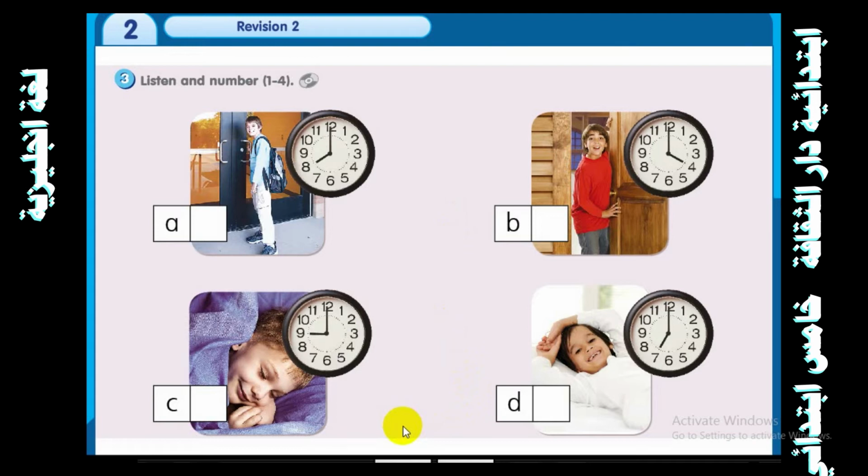What's the time? It's 7 o'clock. It's time to get up. 2. What time do you go to school? I go to school at 8 o'clock. 3. What time do you go home? I go home at 4 o'clock. 4. What time do you go to bed? I go to bed at 9.